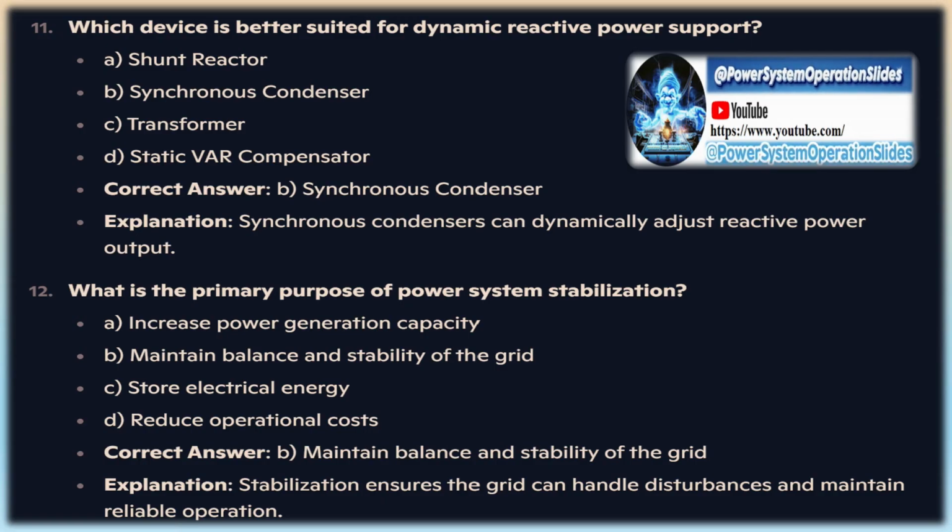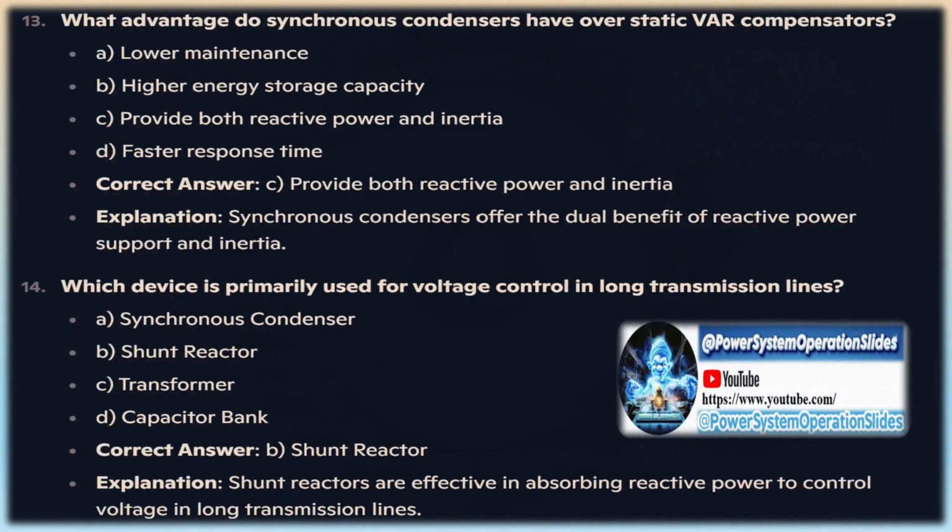Synchronous condensers versus shunt reactors: both are crucial components used to stabilize power systems, but they serve different functions and have distinct advantages and applications. Synchronous condensers are essentially synchronous motors running without mechanical load. They provide reactive power (VARs) to the grid and contribute inertia, aiding both voltage control and frequency stabilization. They can generate or absorb reactive power as needed, helping to maintain voltage levels within the desired range.